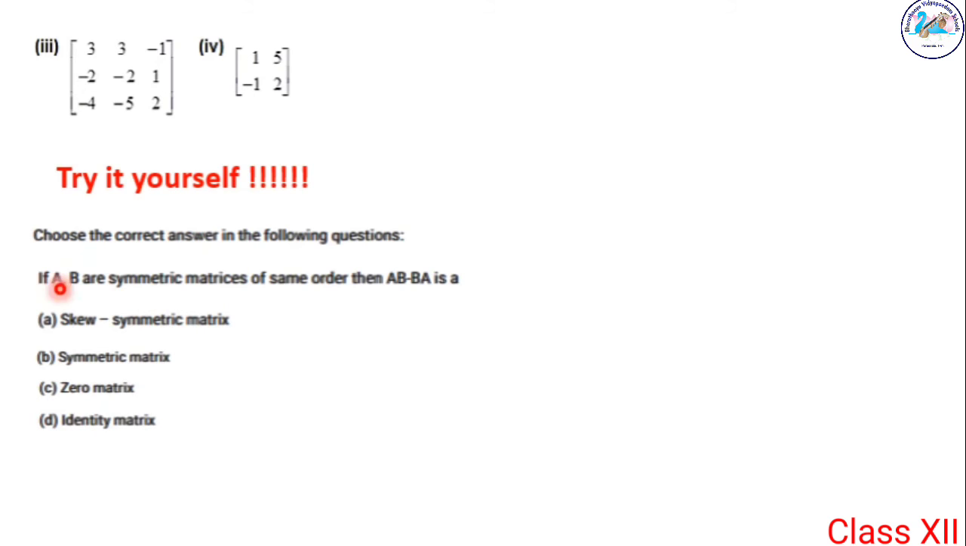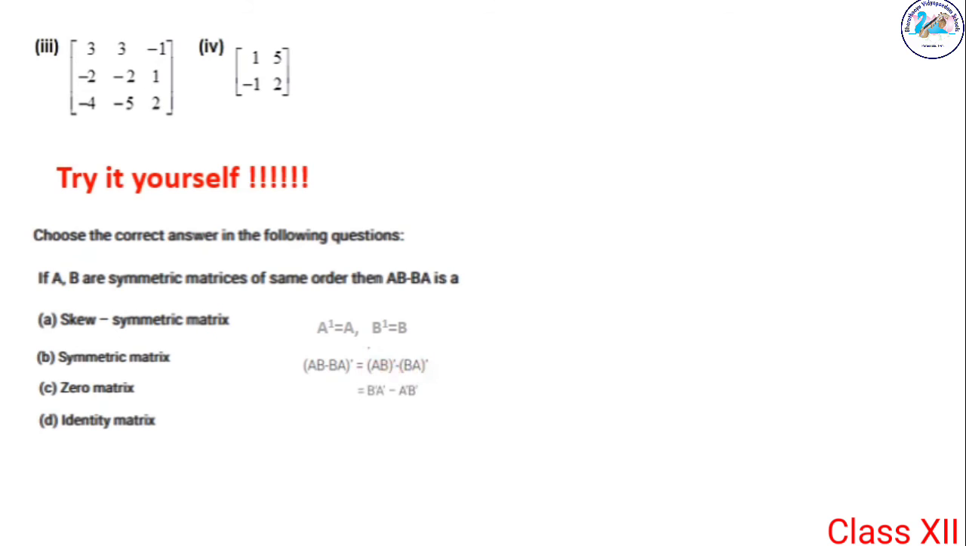So here conditions are given to you. A and B are symmetric matrices. As you know, symmetric matrix means A transpose is equal to A. That is the first condition. For another matrix B, symmetric means B transpose is equal to B. So we have to check AB minus BA. To check AB minus BA, the whole transpose we have to take. AB minus BA the whole transpose is equal to AB the whole transpose minus BA the whole transpose.